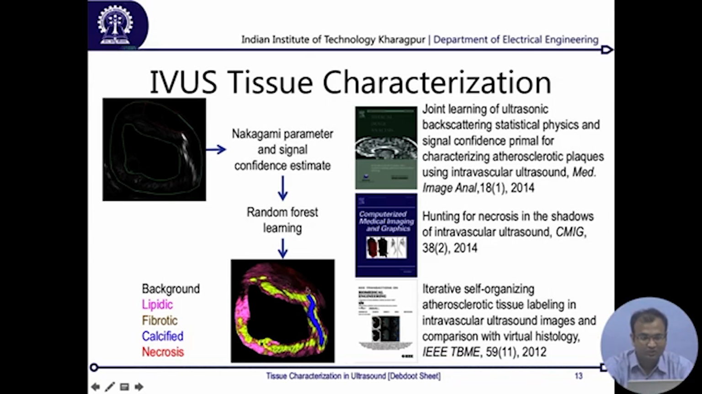This output is just a color blended output of the probabilities. The blue one denotes calcified tissue, red denotes the probability of having necrotic tissue, and yellow denotes the probability of having fibrotic tissue. Later on I will show you examples where we could identify a sharp distinction between the calcified and the fibrotic with this method. Pink signifies lipid deposition.